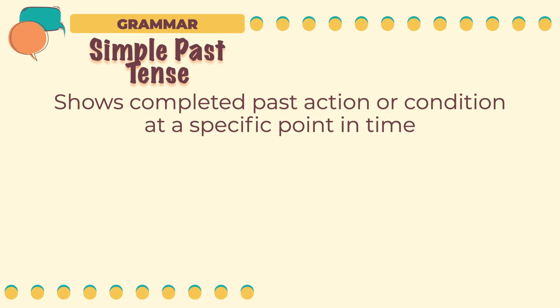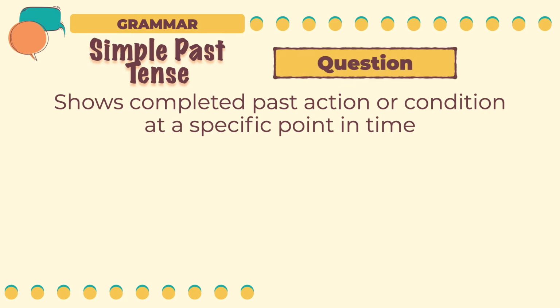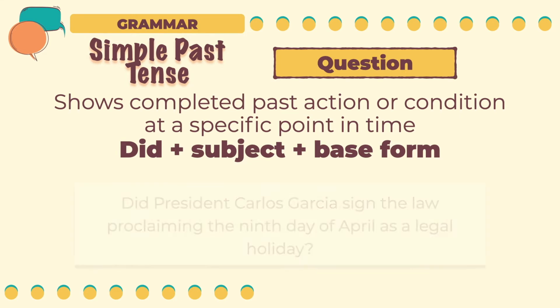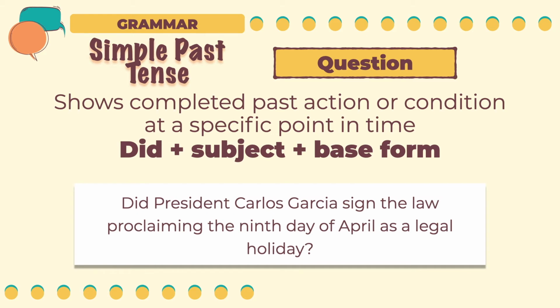The simple past tense can also be used in questions or interrogative sentences. The following formula must be used. Did plus subject plus the base form of the verb. Let's take a look at this example. Did President Carlos Garcia sign the law proclaiming the 9th day of April as a legal holiday? This sentence follows the given formula in creating an interrogative sentence in simple past form. Did plus the subject is President Carlos Garcia plus the base form of the verb sign.